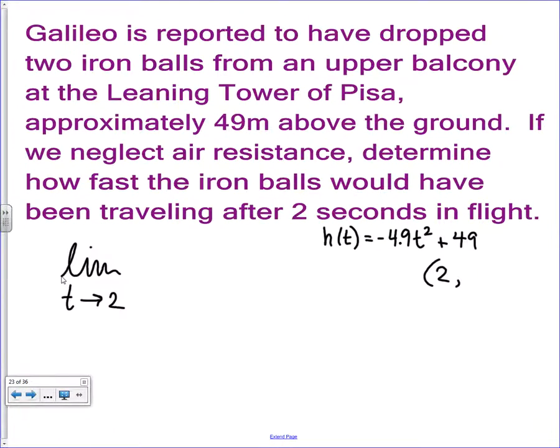Say again. 29.4, she says. Are we all okay with that? Okay. So now I'm ready to find my limit and find my answer.